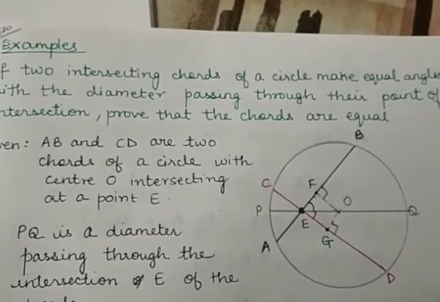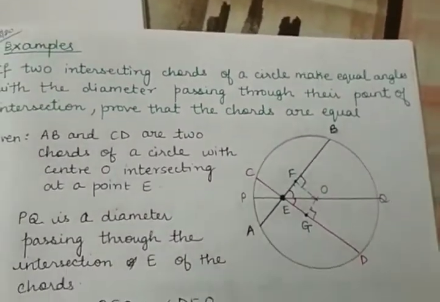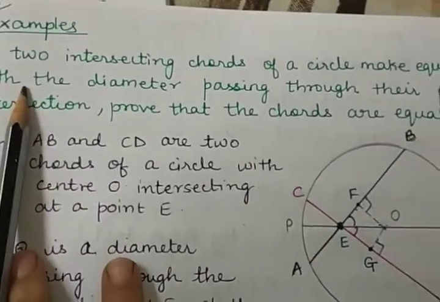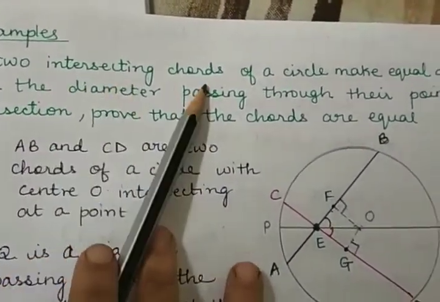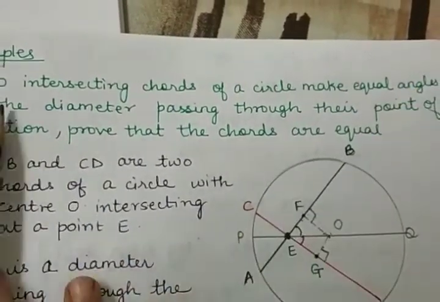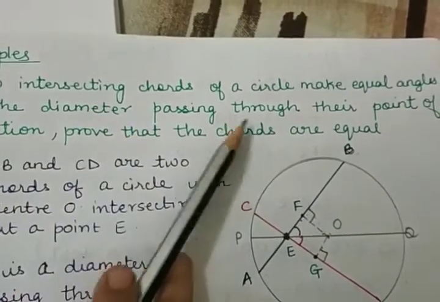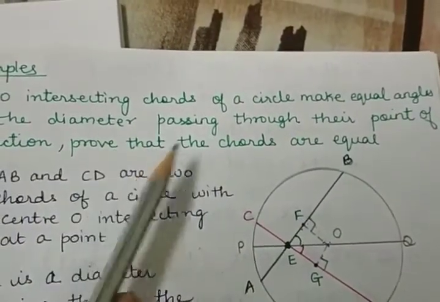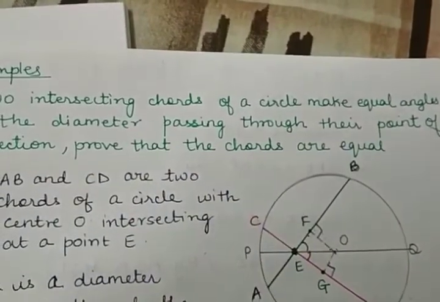In this video, let us solve some examples based on the theorems that we have studied. The first example says, if two intersecting chords of a circle make equal angles with the diameter passing through their point of intersection, prove that the chords are equal.